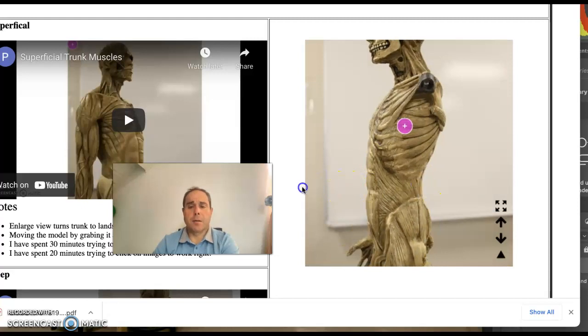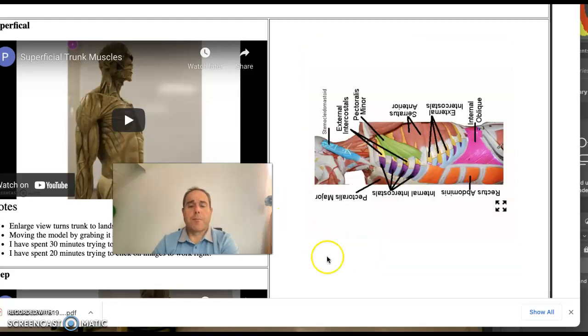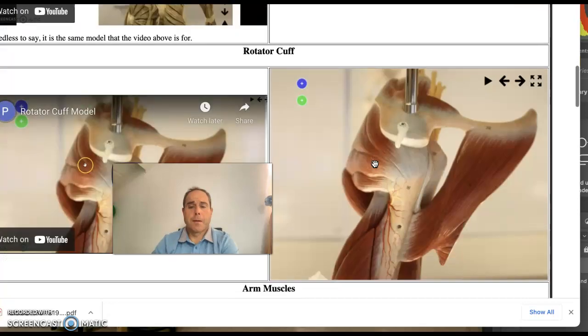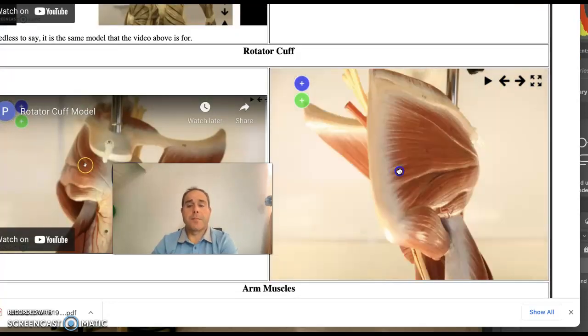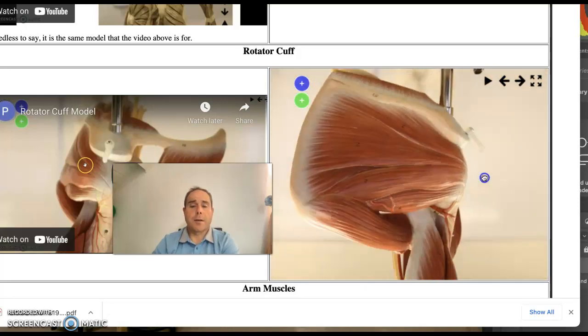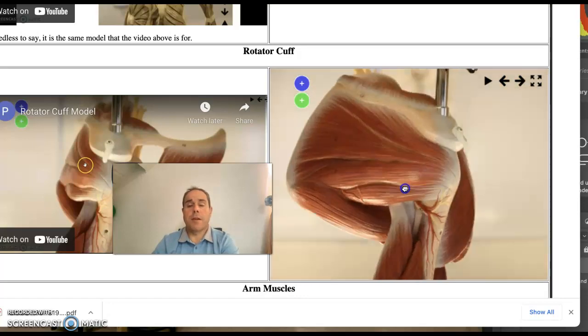So see how I'm turning the models? That will give you one of the lab book pictures. This one's turning easier. The one above is funky. So you could actually rotate the models and go, ooh, teres major, teres minor, infraspinatus. So you can rotate them.